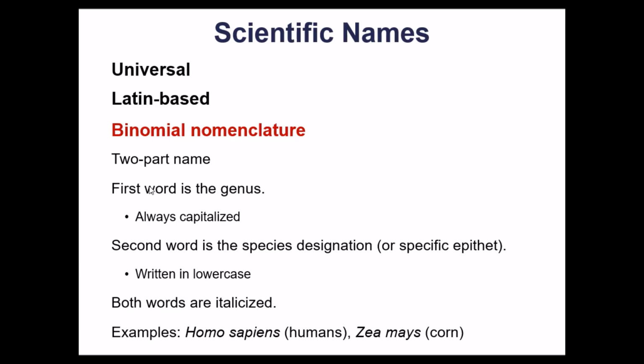And so for humans, it's Homo. That's the genus here. And then sapiens is the species name. And they kind of give you a little bit of the semantics there. You always capitalize the genus, and the second word, the species, is always written in lowercase. And if you see this typed, it's always going to be italicized. And so Homo sapiens, or Zea mays is corn.